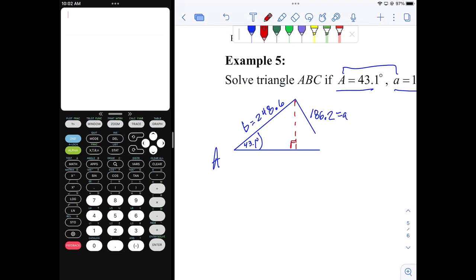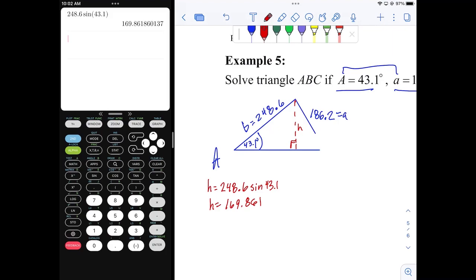which is h, and h is equal to 248.6 times sine of 43.1. And so if we compute that, 248.6 sine of 43.1, the height, very good. The height is 169.861. So you need to be at least that long to touch the other side.